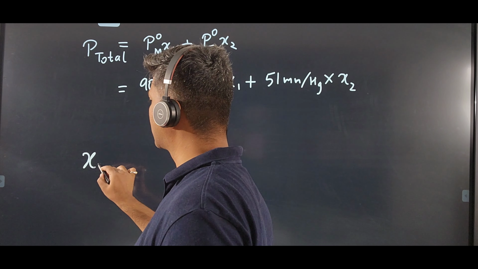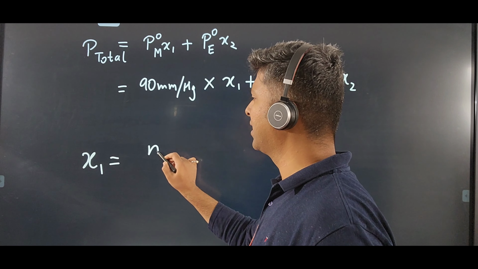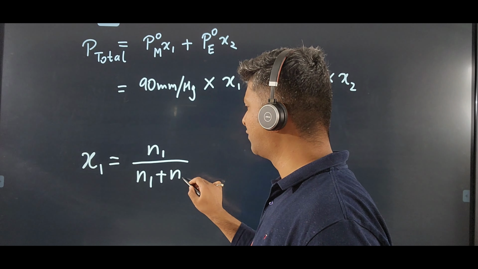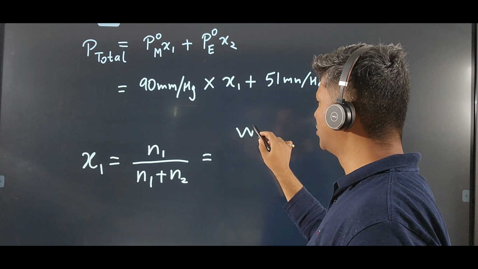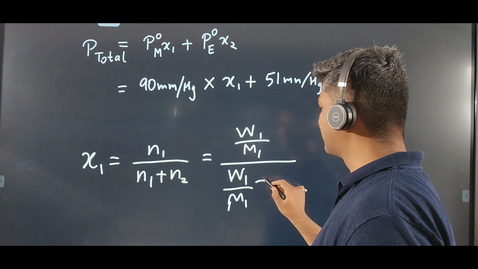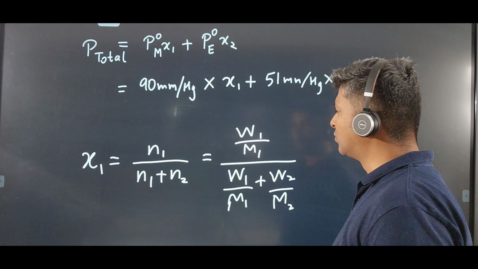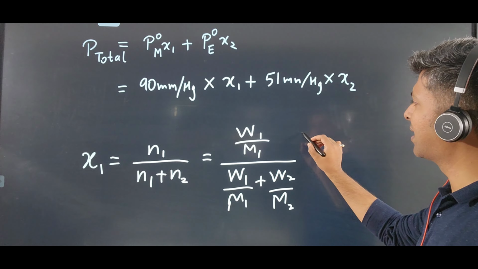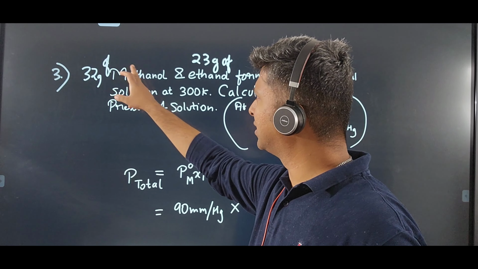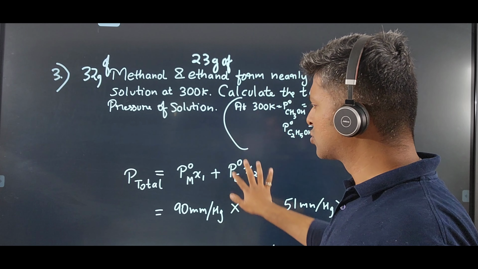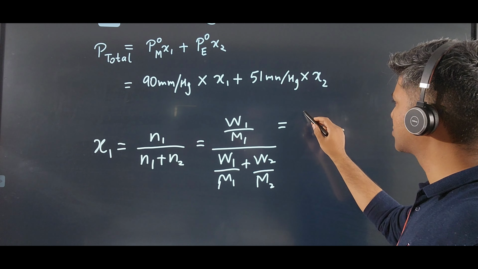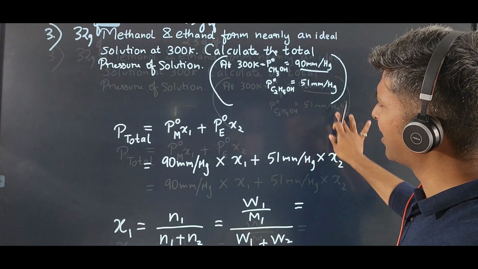How do we find out x1 and x2? We already know x1, the mole fraction of methanol, can be found out by the number of moles of methanol upon the total number of moles. How to find out the number of moles? W1 upon M1 divided by W1 upon M1 plus W2 upon M2. The given mass was 32 gram of methanol and 23 gram of ethanol. I missed writing that. So let's find out the number of moles: 32 grams for methanol and 23 grams for ethanol.